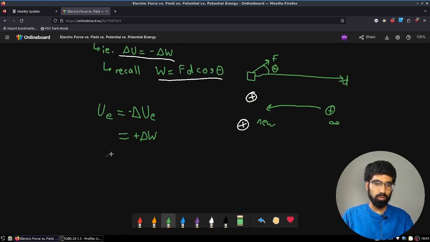Next up, we're going to expand this using the formula for work. So we have the force. In this case, we're talking about electric potential energy, so we're going to have electric force times the distance that the charge is moving times the cosine of theta, which is the angle between how the charge is moving and the electric force being applied.